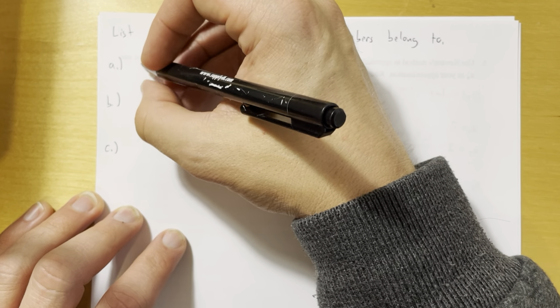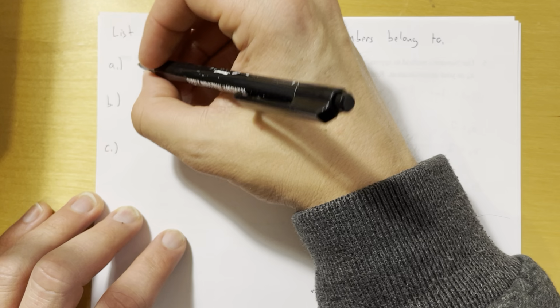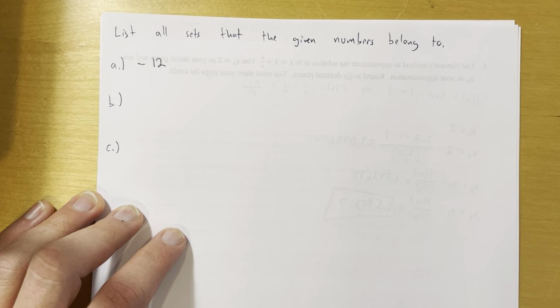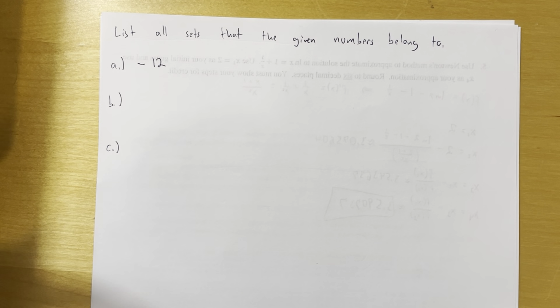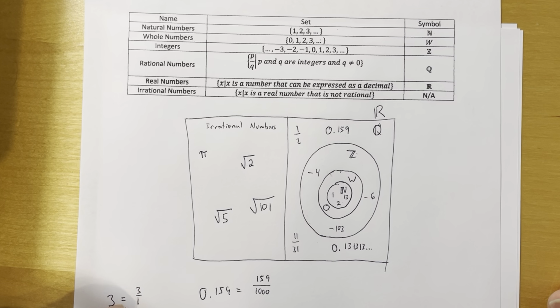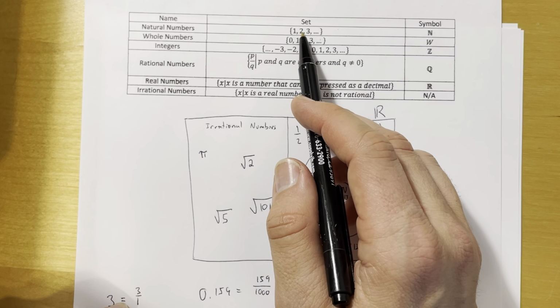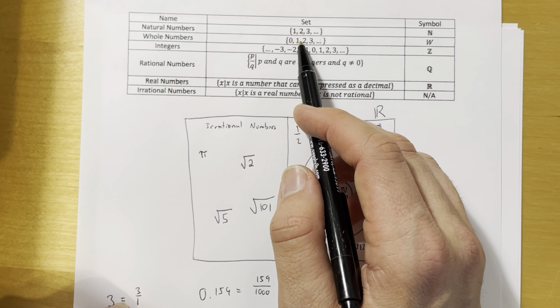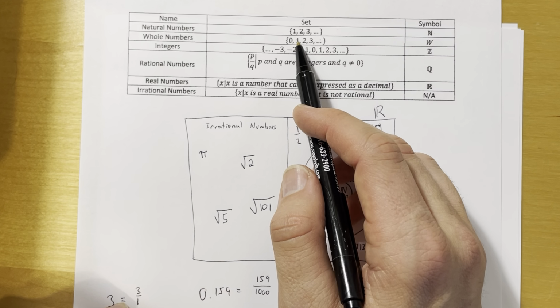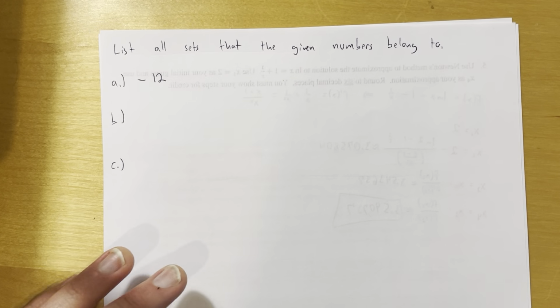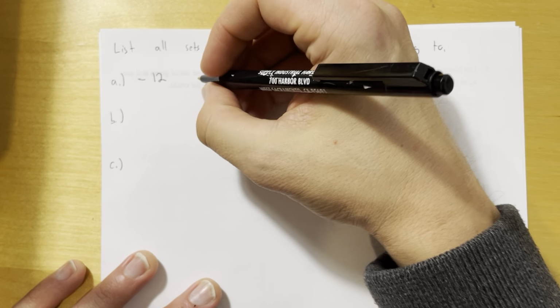So the first example is going to be the number negative 12. I want to determine which sets this number belongs to. So coming over here, where would negative 12 belong? Negative 12 is not a natural number because it's not positive. In fact, it's negative, so it couldn't be a whole number either. Notice the whole numbers don't contain any negative numbers. The integers do include negative numbers, and negative 12 is like a negative whole number. So this is, in fact, an integer.